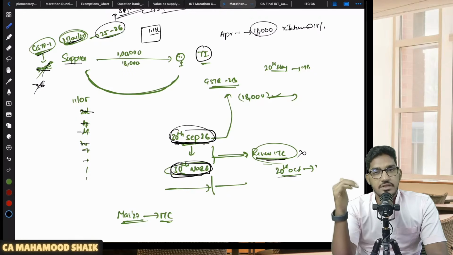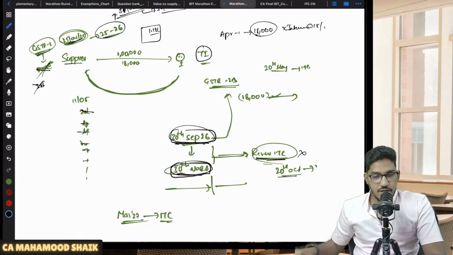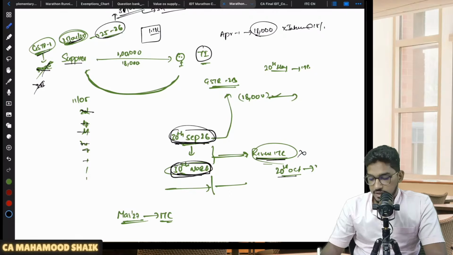But in case you are going to reverse it after 30th of November, then you will be required to reverse the amount of ITC, whatever you have taken. Along with that, you will also be liable to pay interest at the rate of 18% from the date of utilization till the date of reversal. Clear? Able to understand? So you have to be very careful about this.